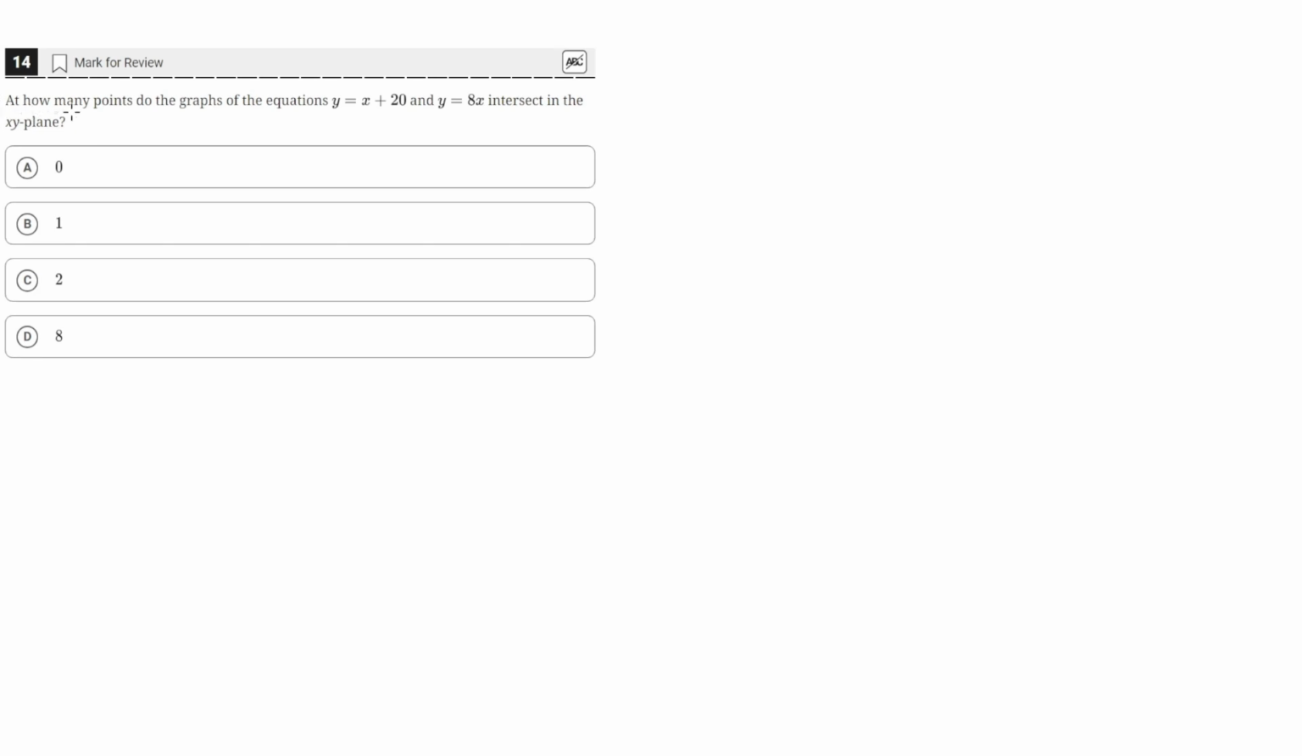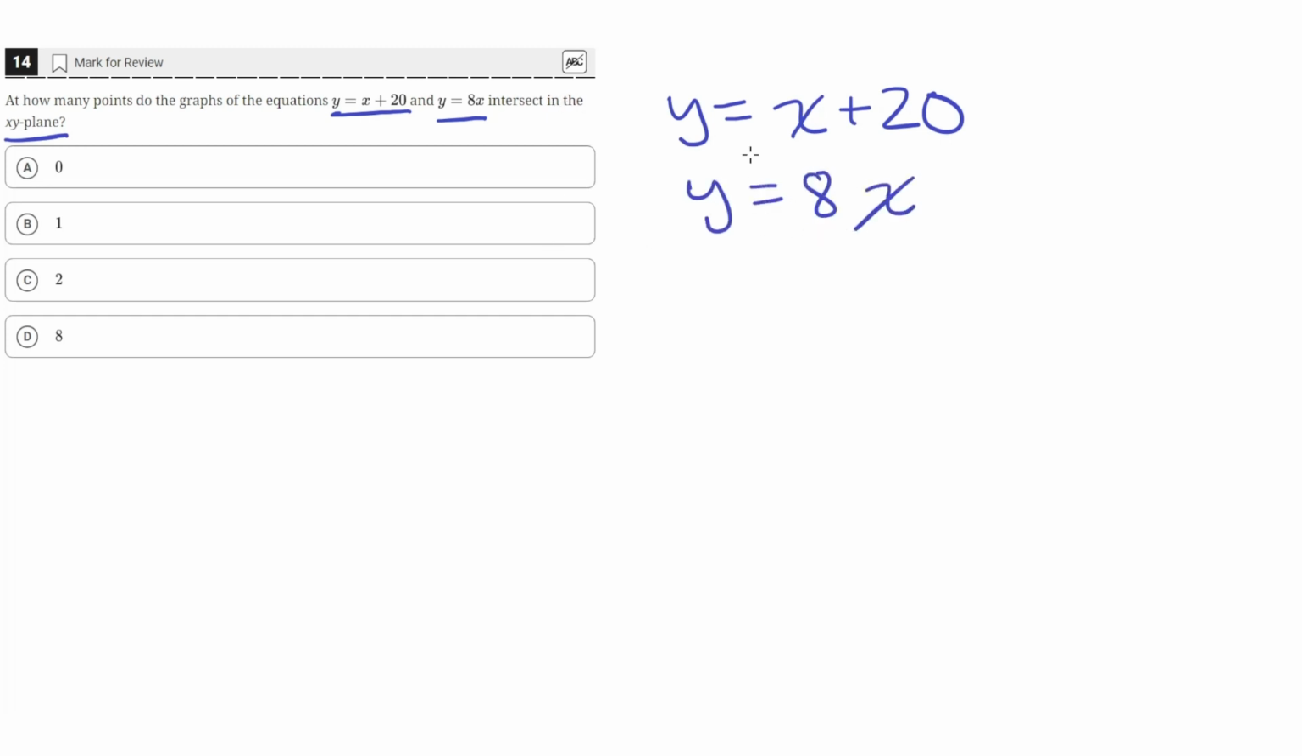At how many points do the graphs of the equations y equals x plus 20 and y equals 8x intersect in the xy plane? So to find the points where these two graphs intersect, we can find where the y values equal each other. So we have y equals x plus 20 and y equals 8x. So where the y values equal each other, we can just set these two equations equal to each other.